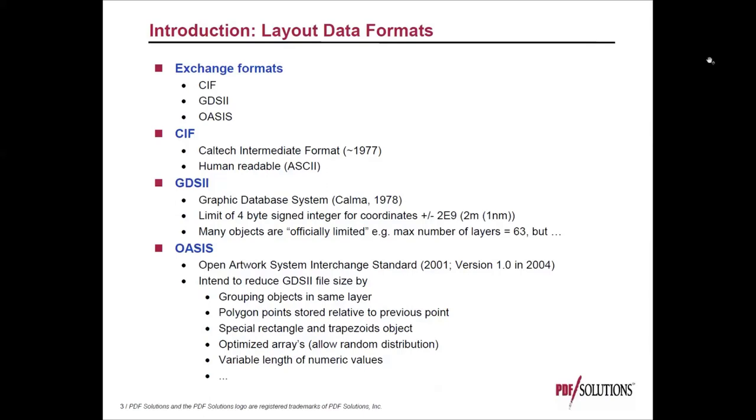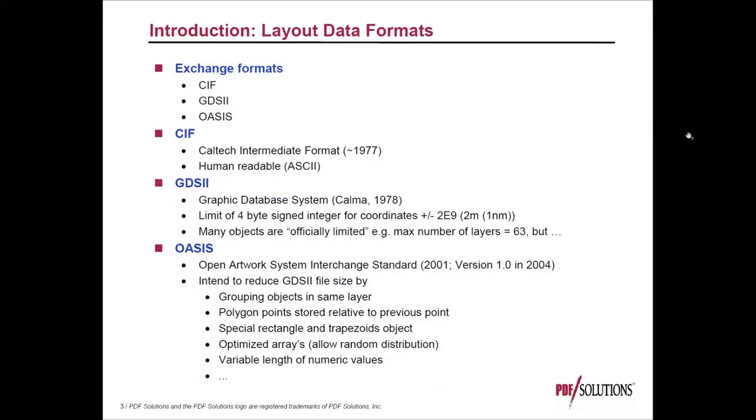Another thing with GDS2 is that many objects are officially limited. The original spec says, for instance, that you can only use 63 layers. But in reality, all EDA companies support more than that. We will look later on a little deeper into that limitation. What I'm saying is it depends on the tool how strictly these limitations are interpreted. Then OASIS is the standard that came out in 2001, with version 1.0 in 2004.